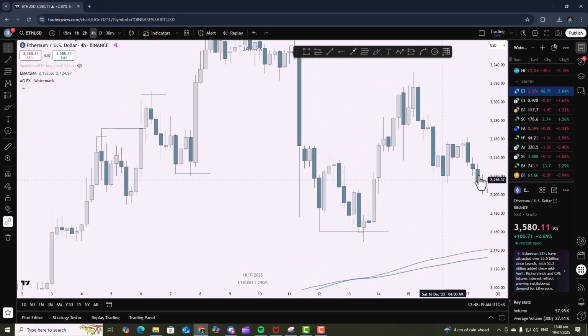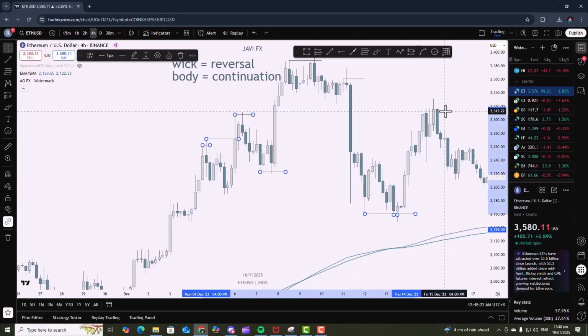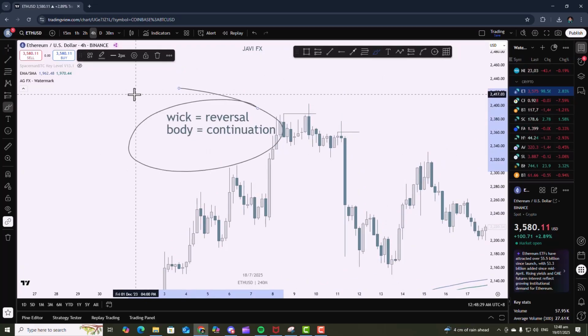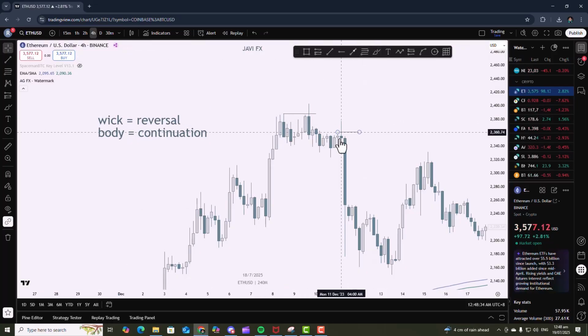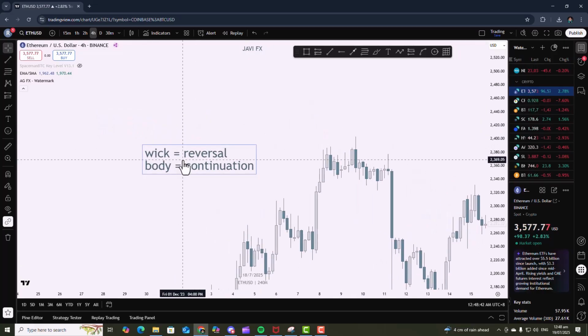So I want you guys to check it out by yourselves. You'll be able to see that every single move is powered by these two. If it's a wick, wick only, then it's a reversal. If it's a body, right, then for sure we're getting a continuation. Okay? Now, let's move on.